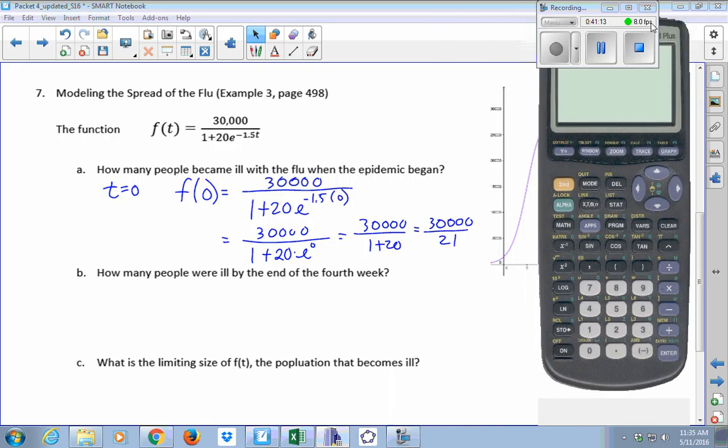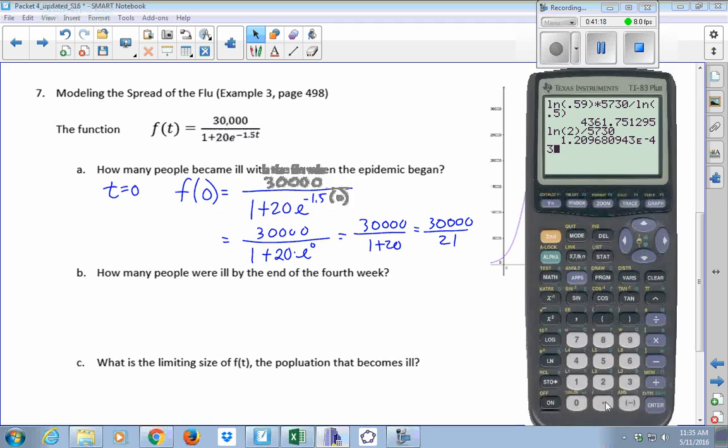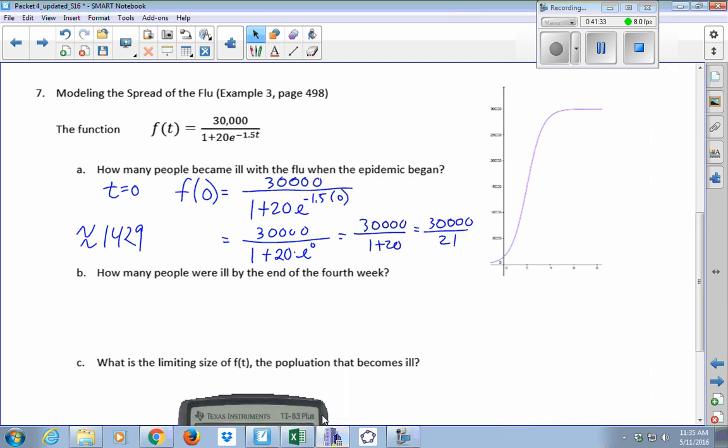So let's throw that into my calculator and see how many people were initially affected, or at least when I started to record this. So 30,000 divided by 21 is about 1,429 people. Where would this appear on my graph if I didn't do the calculations and I wanted to estimate it from my graph? The y-intercept, exactly. Right here. So that value would be located right here. When time is 0, we have approximately 1,429 people ill.